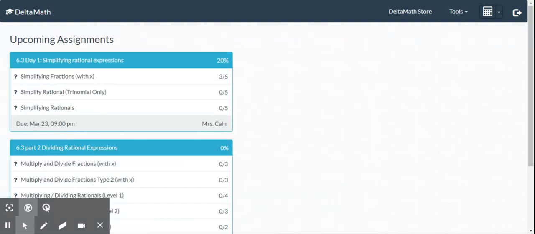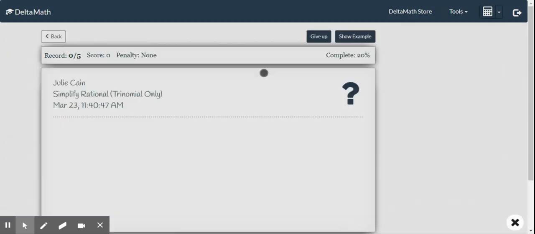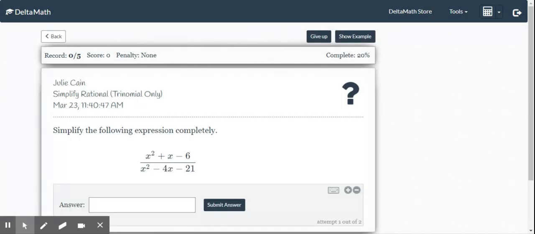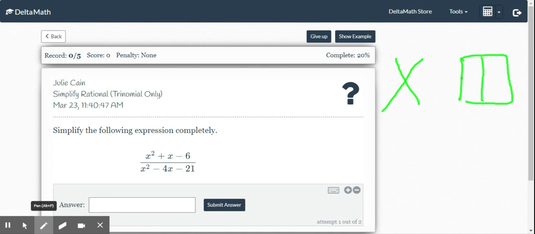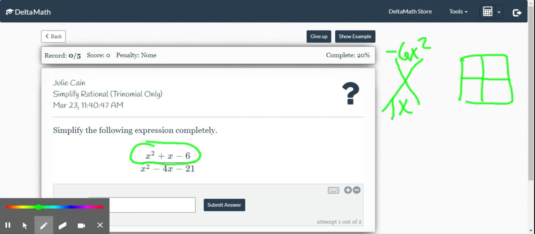I'll hit the back button, and now you can move forward if you want. Here we have one that's simplifying rationals, trinomials only. With a trinomial, we can't just reduce the x squared and the x squared. That doesn't work because you can't reduce through addition, you have to reduce through multiplication. So what we need to do is factor, so diamond and box, these two problems, top and bottom. The first one I'm going to do in green here. It's got to multiply to make negative 6x squared, and it's got to add to make just the x, or we'll say a 1x. So what could multiply to make 6?